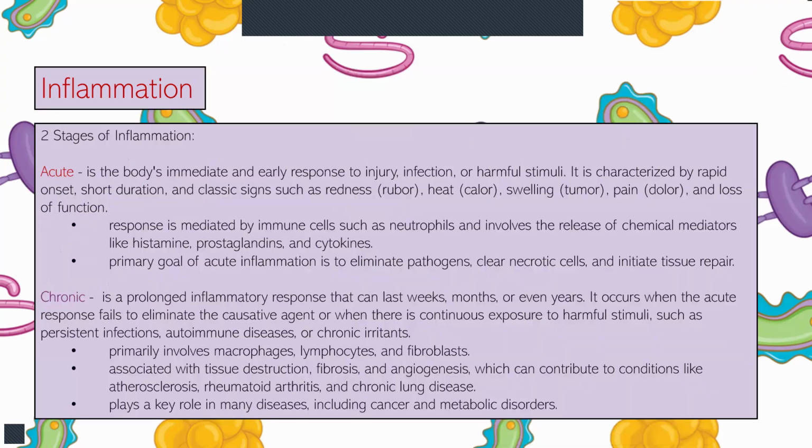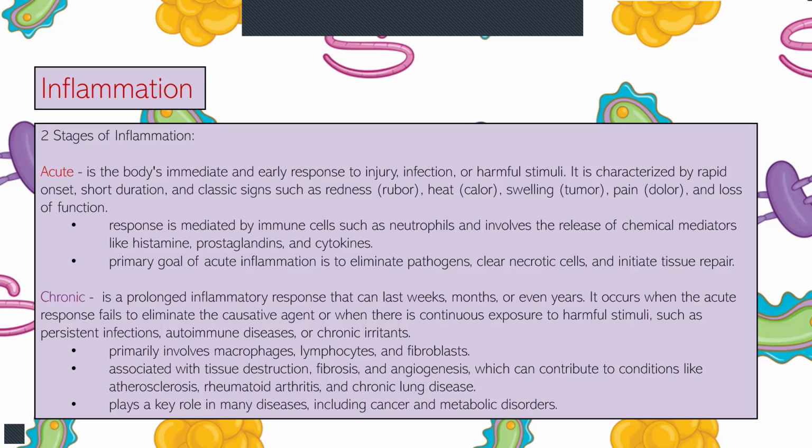There's two stages to inflammation. In the acute phase, this is the body's immediate and early response to injury, infection, and harmful stimuli. This is characterized by rapid onset, short duration, and classic signs such as what we just reviewed: redness, heat, swelling, pain, and loss of function. The response is immediate by immune cells such as neutrophils and involves the release of chemical mediators like histamines, prostaglandins, and cytokines. The primary goal of acute inflammation is to eliminate pathogens, clear necrotic cells, and initiate tissue repair.